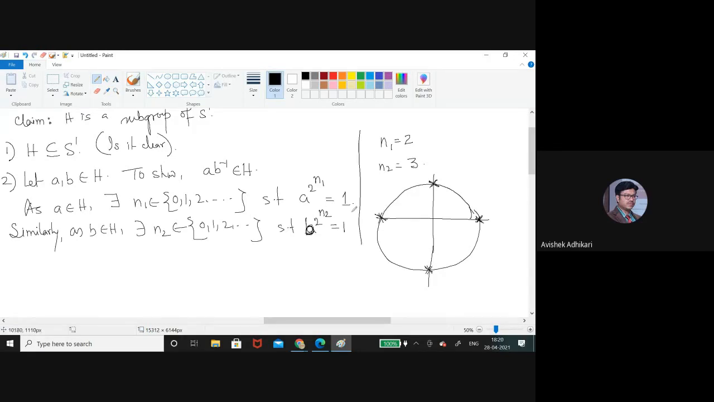And when you have this to be 3, then you have basically 8 points, 2 to the power 3. That means B to the power 2 to the power 3, that means B to the power 8 equal to 1. So how many elements? 8 elements. Who are they? They are this element along with this element, along with this, this, this, this. Okay.